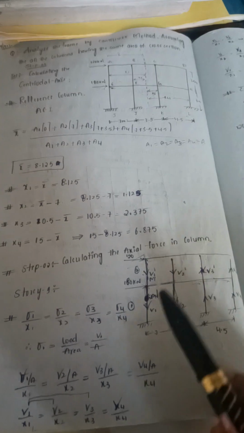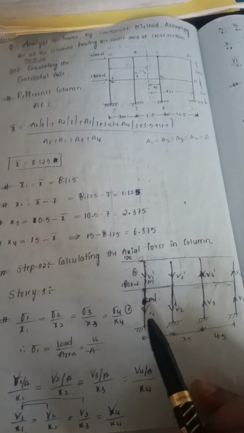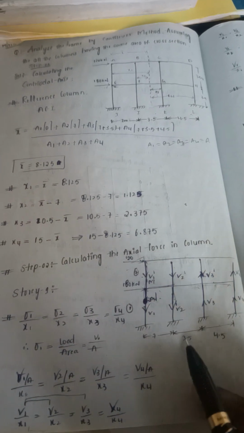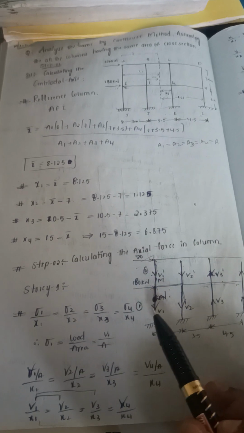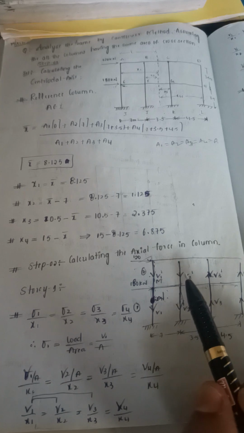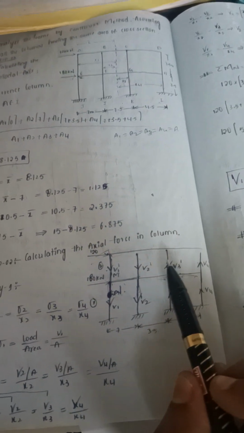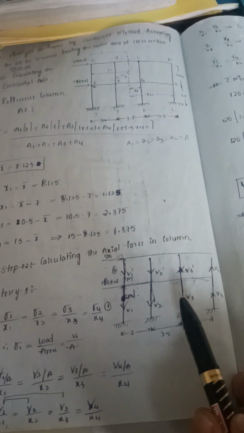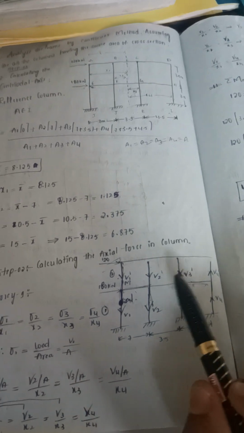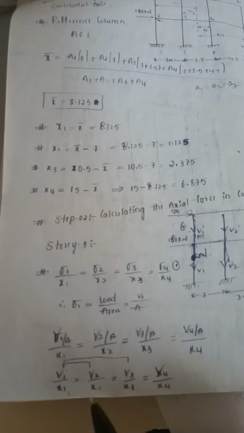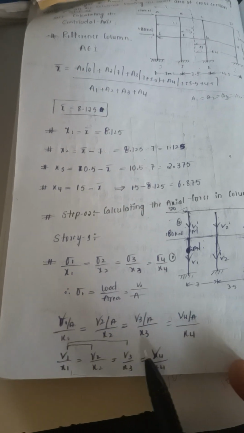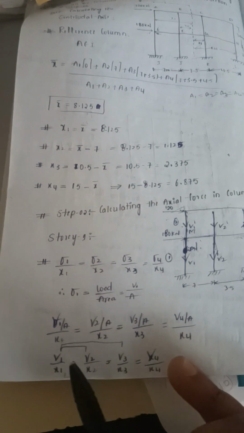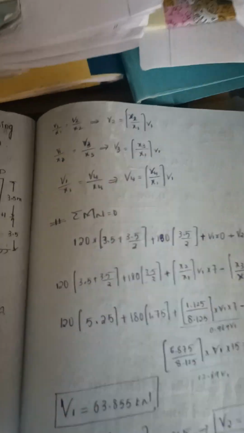Another assumption in this cantilever method is that to the left side of the centroidal axis, we need to take the axial force downwards. See, V1 is downwards, V2 is downwards, V1 dash is downwards, V2 dash is downwards. To the right side of the centroidal axis, we need to take the axial forces upwards. See, all these four are upwards. That is also an important thing to remember. So from here we will get V2 equal to V1 x2 by x1, V3 equal to V1 x3 by x1, V4 equal to V1 x4 by x1.